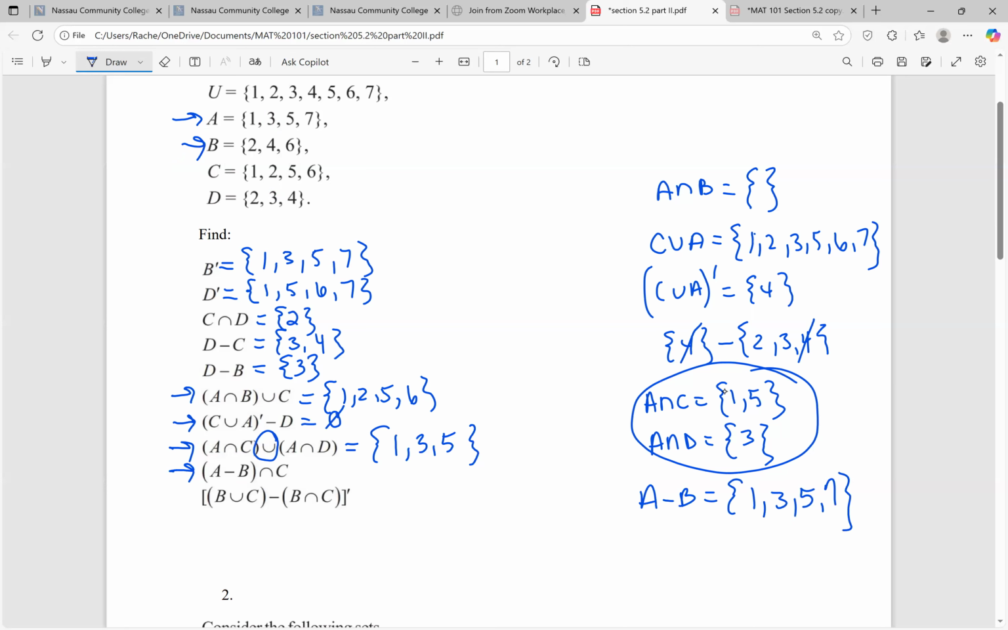And now we want to join that with set C, and set C is 1, 2, 5, and 6. So we have to find the intersection. So what do set C and this set difference both have in common? So 1, 2, 5, and 6, and 1, 3, 5, and 7. So they have a 1 and a 5 in common. So the intersection is going to be 1 and 5.